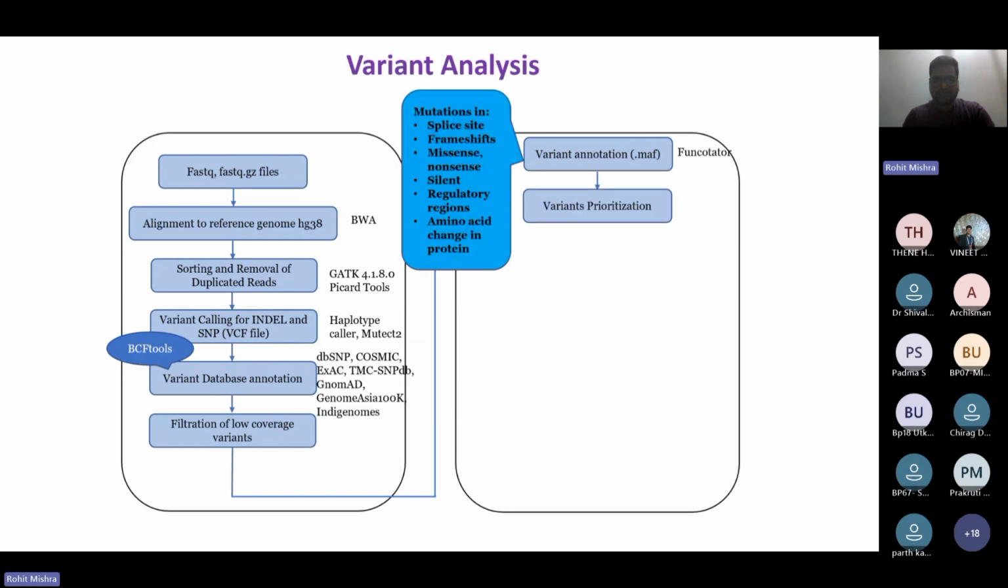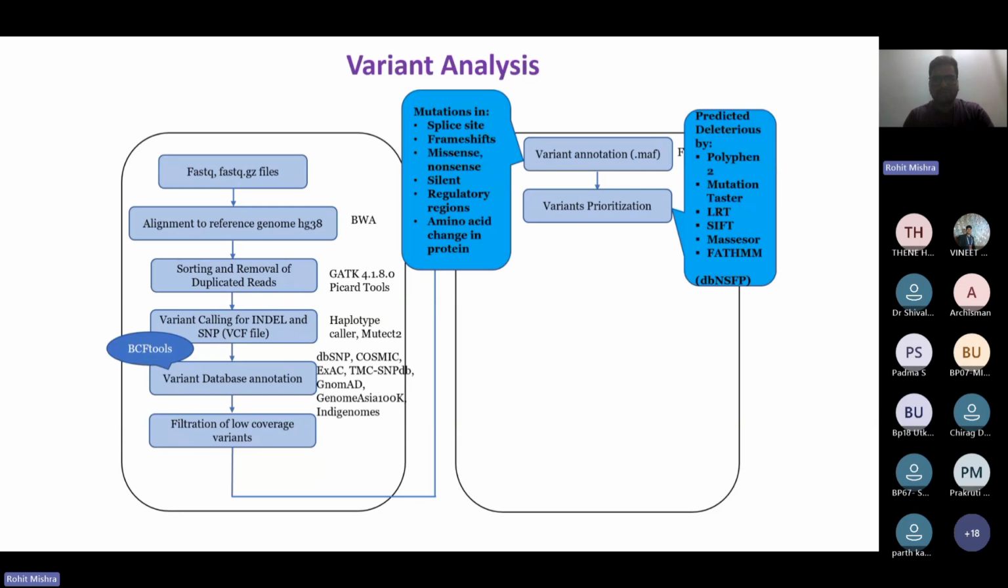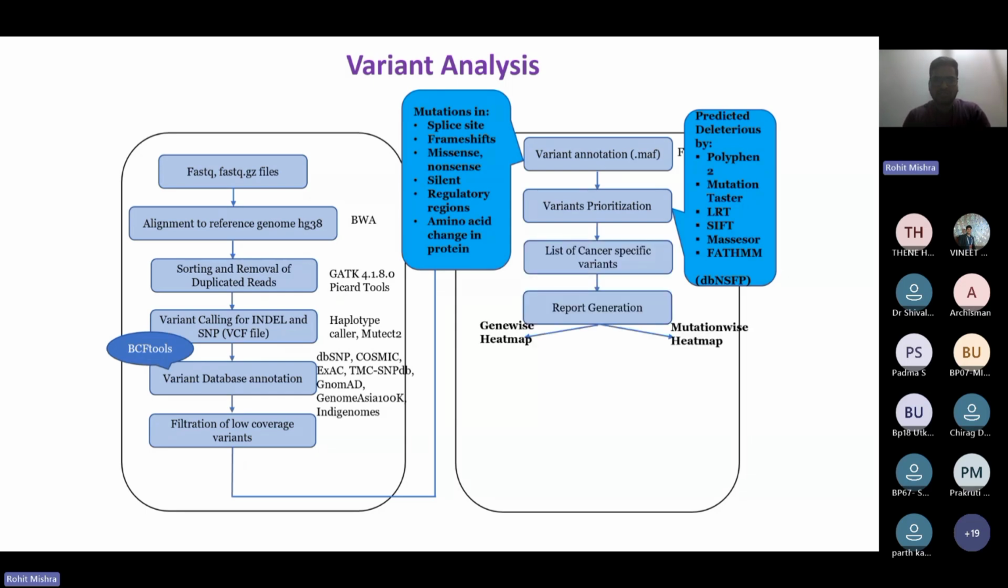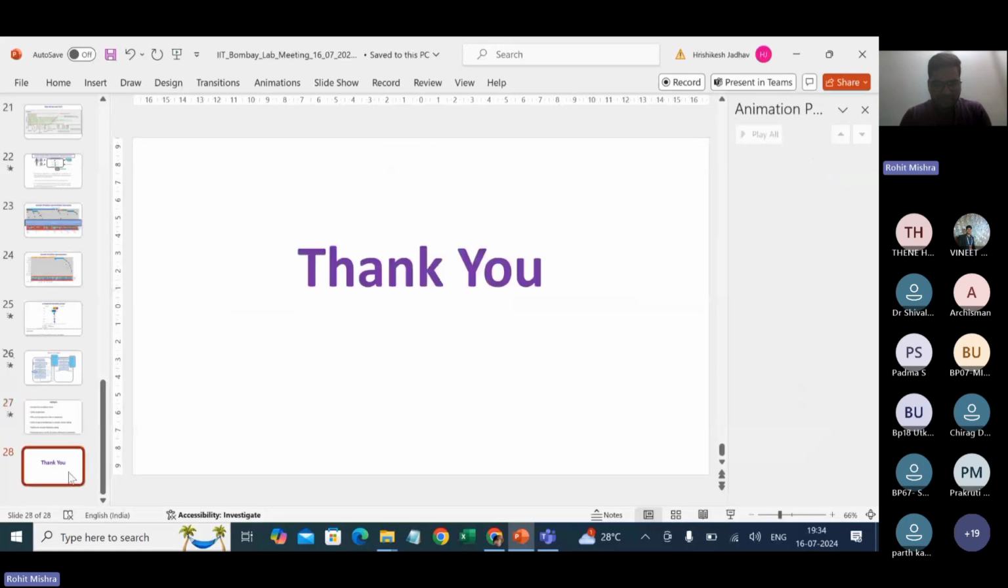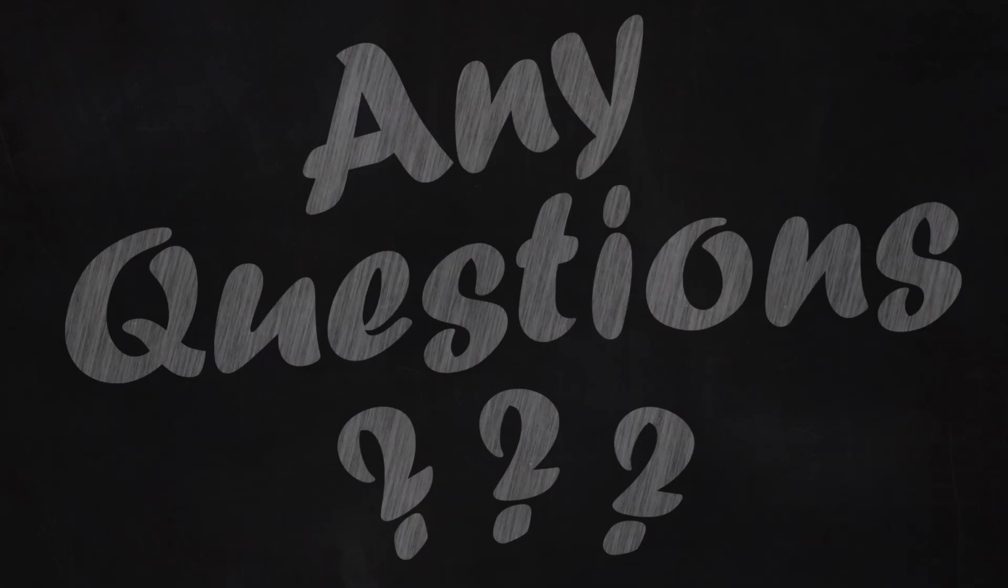There are several tools which help us to prioritize those variants, like I mentioned about the deleteriousness of the mutation. These tools help us to identify whether the variant will lead to any protein impact or not. That's how we are identifying, and the report is generated based on the mutation-wise heat map and gene-wise heat map, which I showed earlier. Thank you. I'm happy to take any questions.